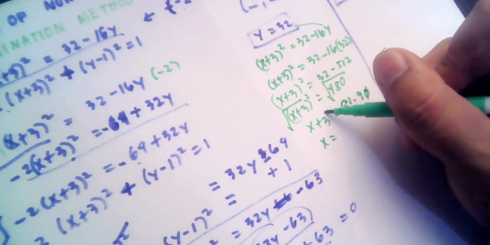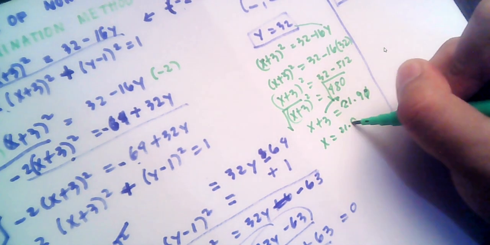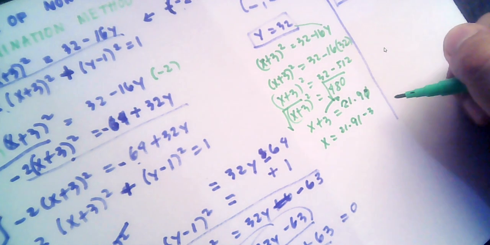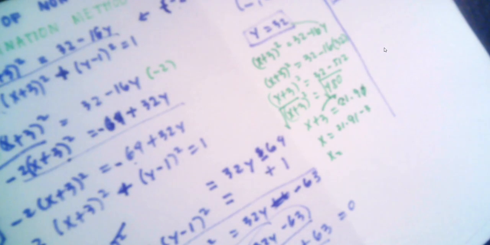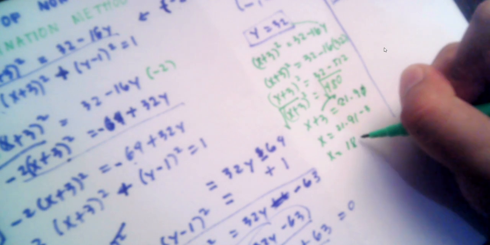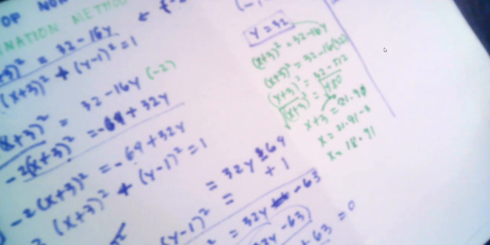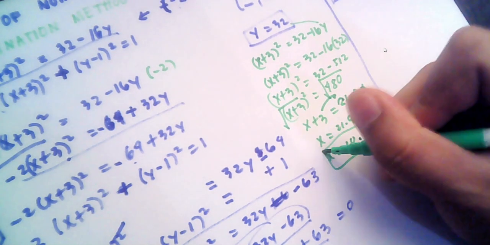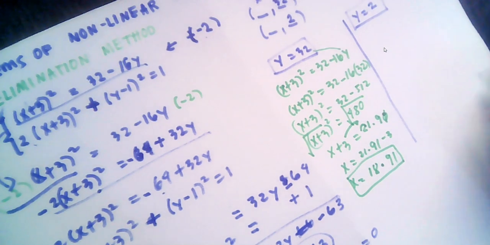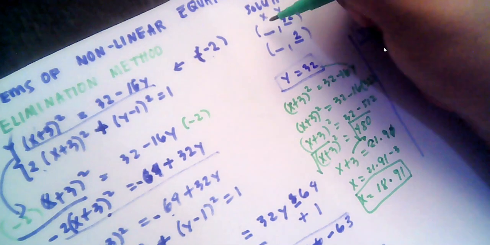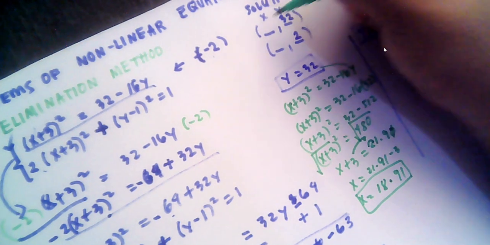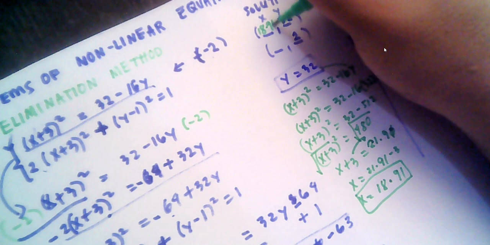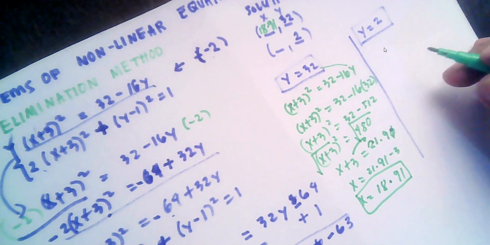So x is equal, transpose this, that becomes 21.91 minus 3, that is 18.91. So you have this value of x, 18.91, paired with 32. That's it. How about for y?